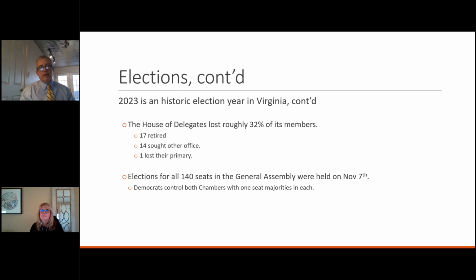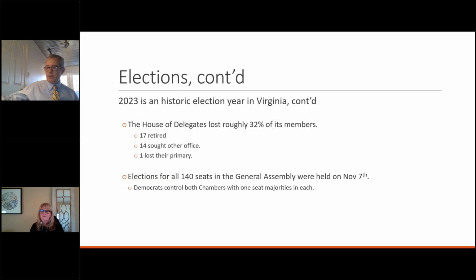So we look at the House of Delegates and it was almost the same, right? The House of Delegates lost 32% of its members, even before Election Day. And you can see how this broke out. 17 retired, 14 sought other office. Those 14 people ran for Senate seats, right? So they're leaving the House of Delegates, they're going to the Senate, but even if elected to the Senate, they lose all of their seniority. So they're just brand new members. And one lost their primary.